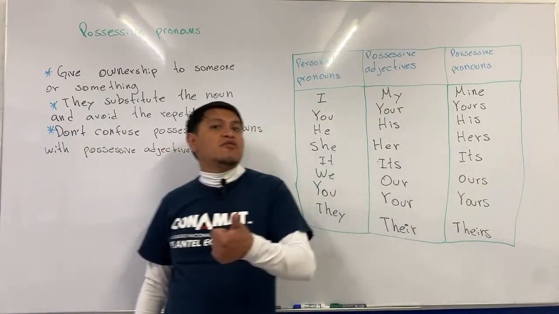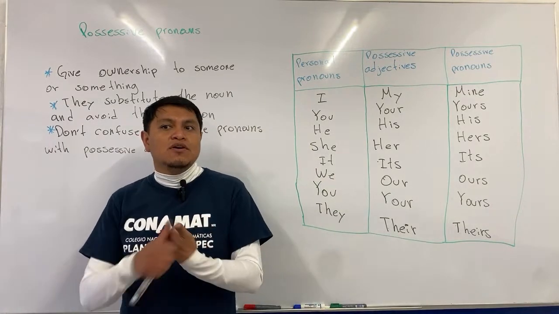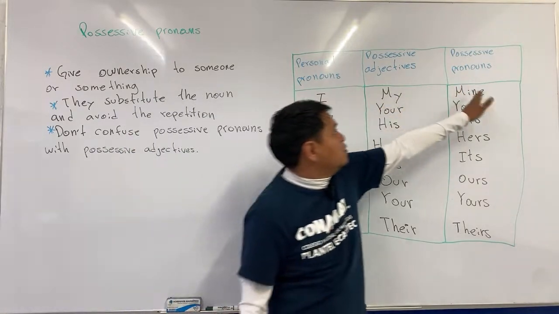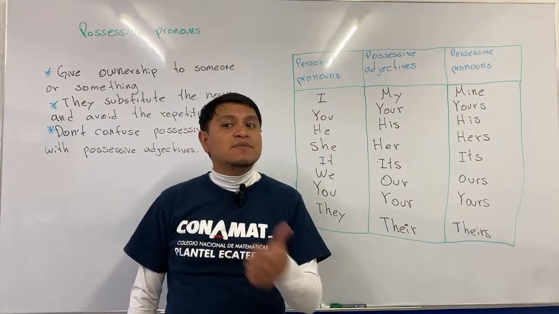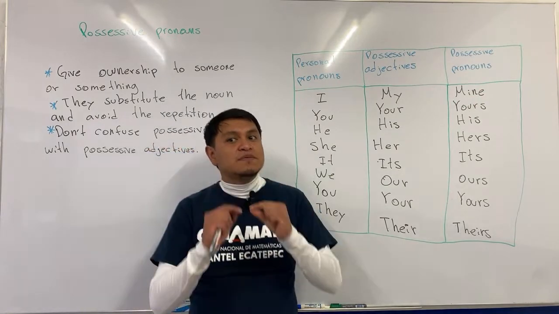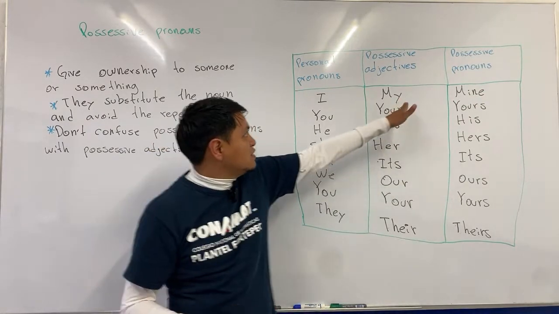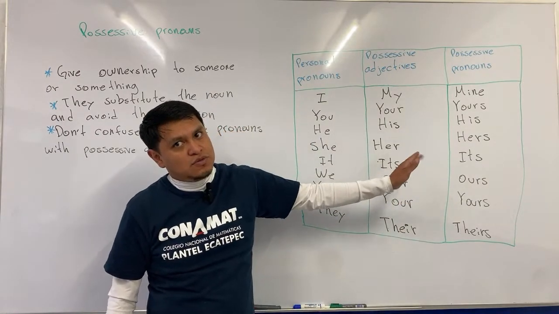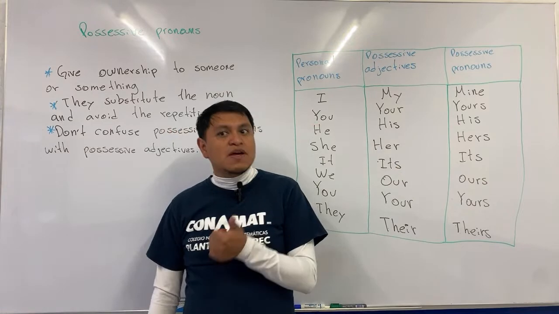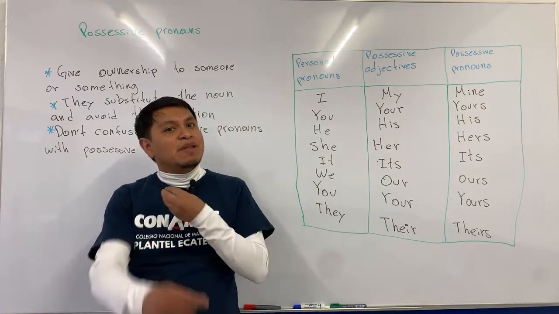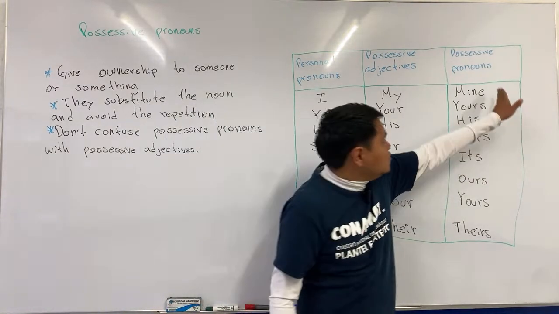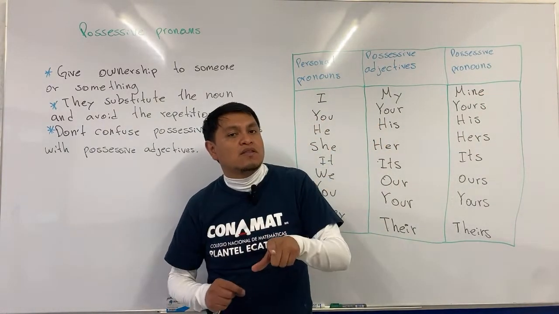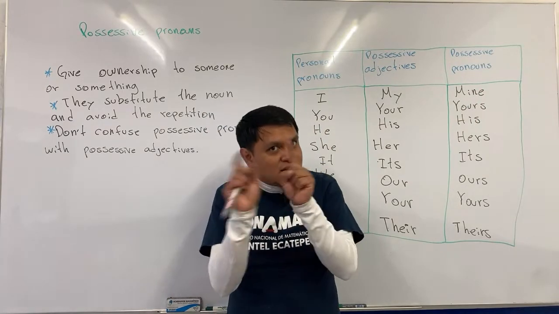There are different forms of expressing possession. Two of the most common are possessive adjectives and possessive pronouns. An adjective is a word that describes a noun, right? This is the adjective. Una palabra que describe sustantivos. A pronoun is a word which takes the place of the noun. Y un pronoun es una palabra que sustituye el lugar del sustantivo, right? It's different, right?